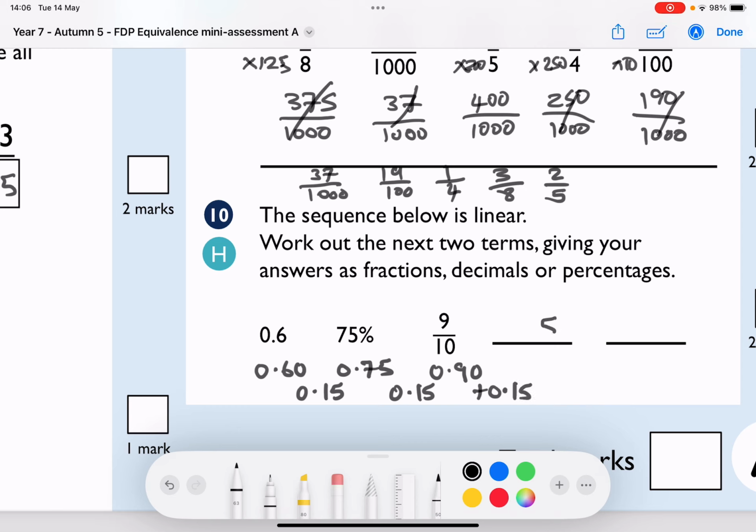It is 5 plus 0 is 5. 1 and 9 is 10, carry 1, so that'd be 1.05, and if I add 0.15 again, I get 1.20. I like the decimals. I could have done that in tenths, I suppose, or even percentages, but the decimals work best for me.